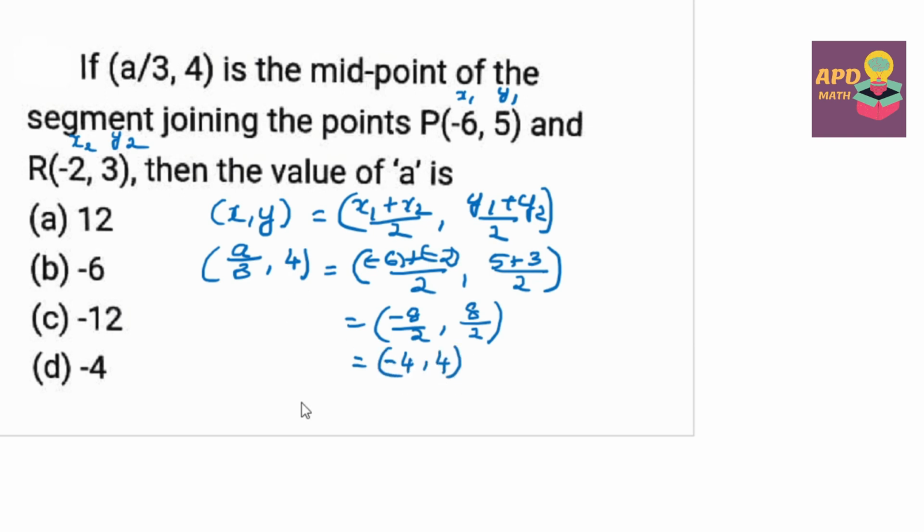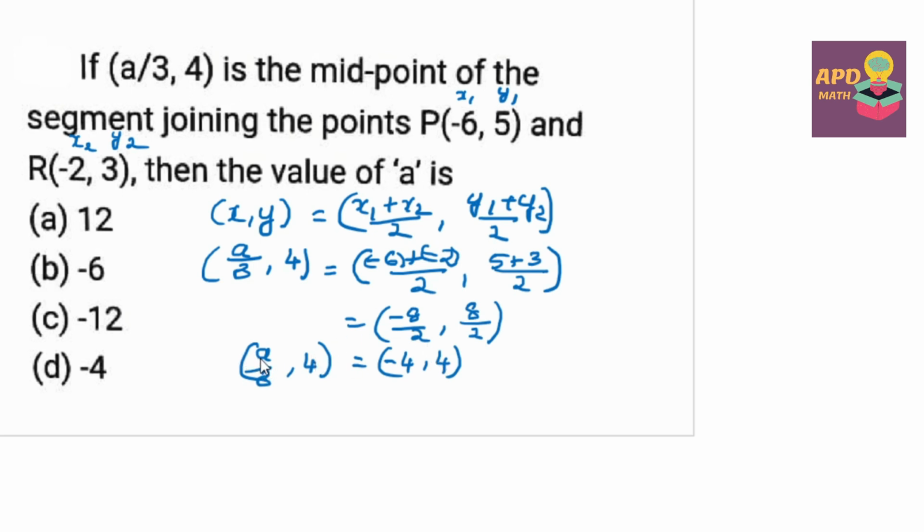Minus 4 comma 4 is equal to the left hand side, a by 3 comma 4, the midpoint of p and r. Now we have to find out the value of a. A by 3 comma 4 means x coordinate is a by 3 and y coordinate is 4. In minus 4 comma 4, x coordinate is minus 4 and y coordinate is 4. So x coordinate is equal to x coordinate and y coordinate is equal to y coordinate.